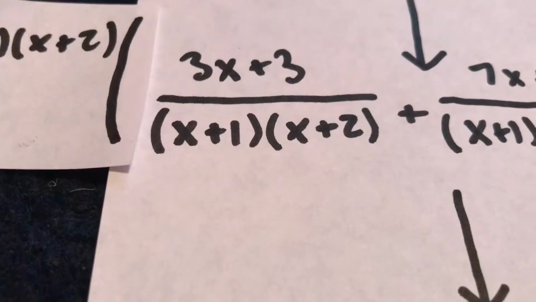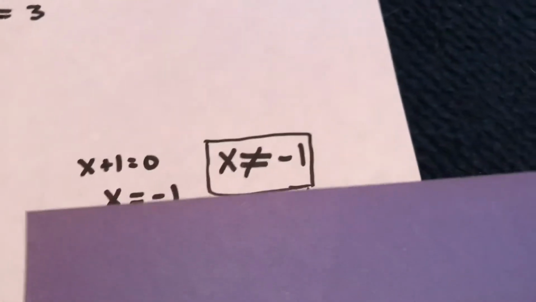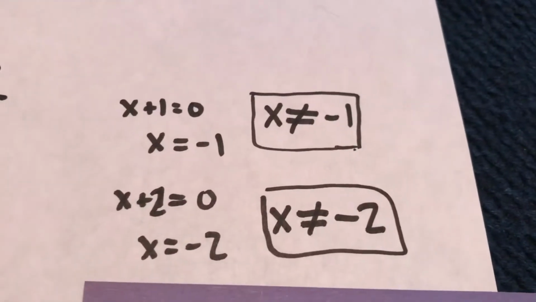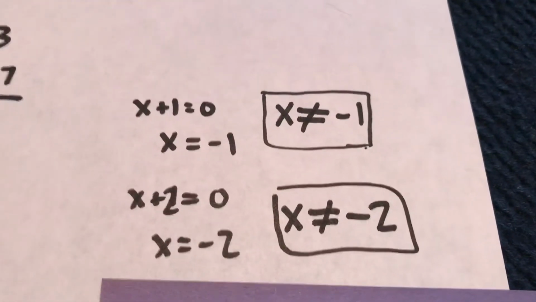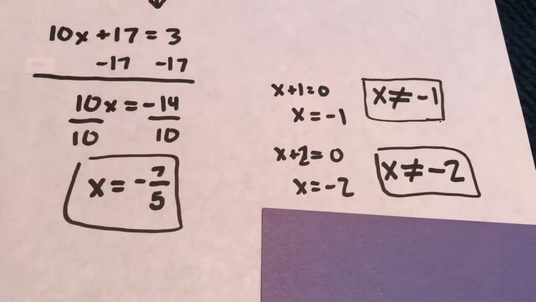What we do is we set x plus 1 and x plus 2 equal to 0. Basically, in the final answers, you get this: x does not equal negative 1, and x does not equal negative 2. And you combine that with your regular answer in the end.